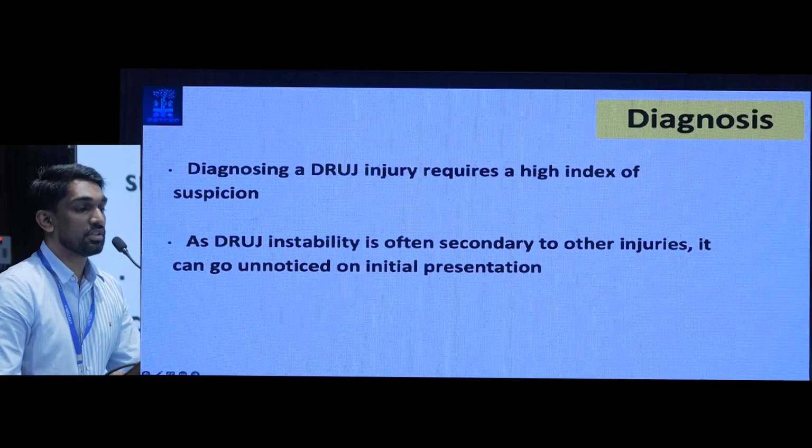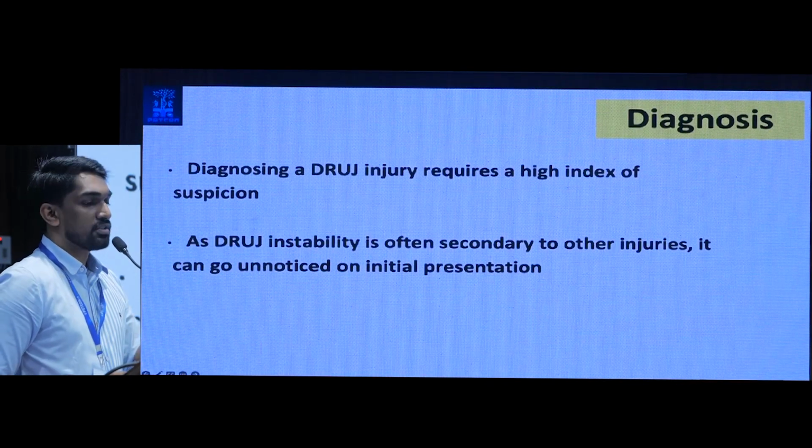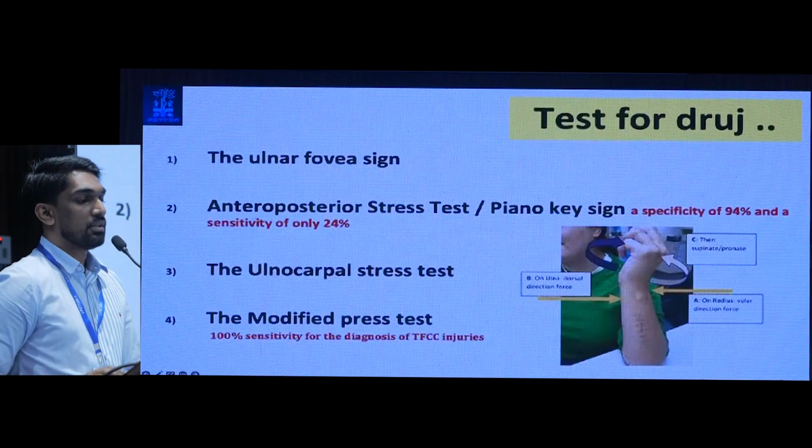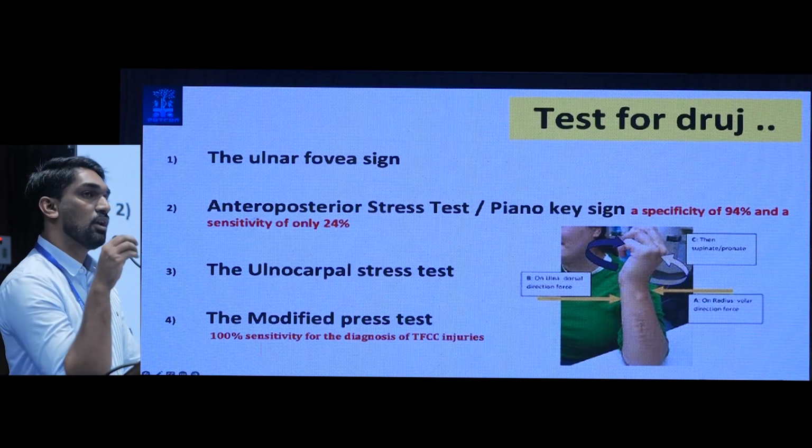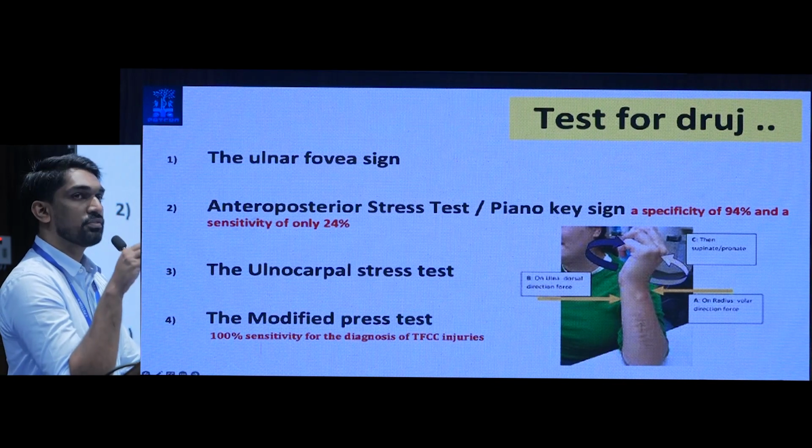So coming to the diagnosis, DRUJ injury always requires a high index of suspicion. These are the main 4 tests that can be done for the diagnosis of DRUJ. But the problem with the DRUJ tests is, if it is associated with a distal radius fracture, we won't be able to do all these 4 tests.